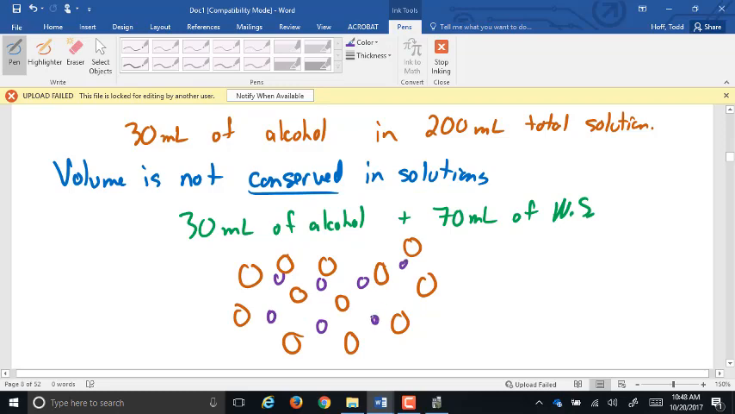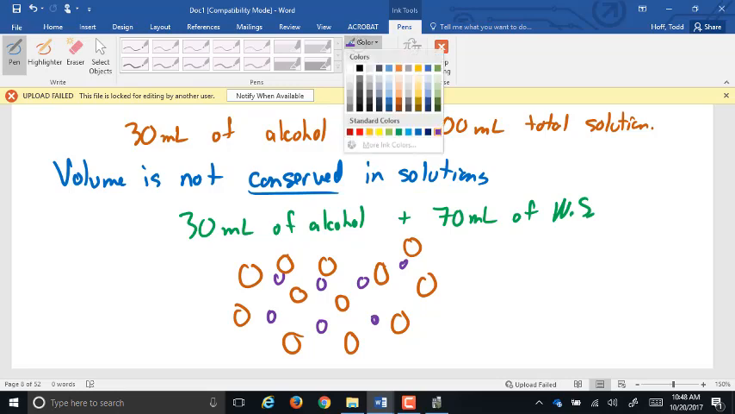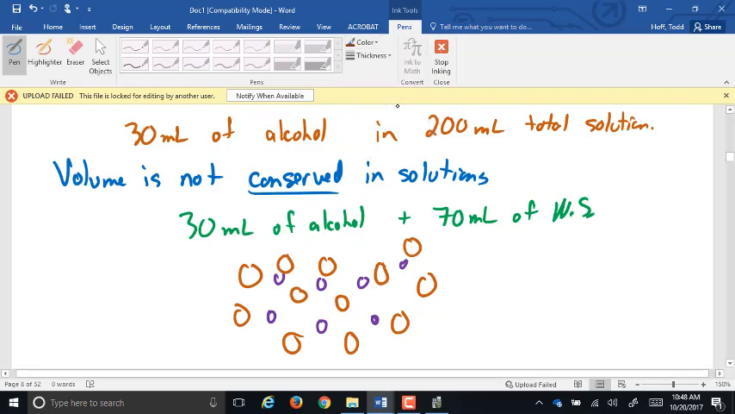So think of it almost like taking a bucket full of normal sized rocks and dumping sand in it. The sand kind of sifts down in between the gaps between the rocks. And that's kind of how solutions work. That's why salt goes into solution in water and sugar goes into solution in water, because they fit into those gaps between the particles. So we can't add volumes.